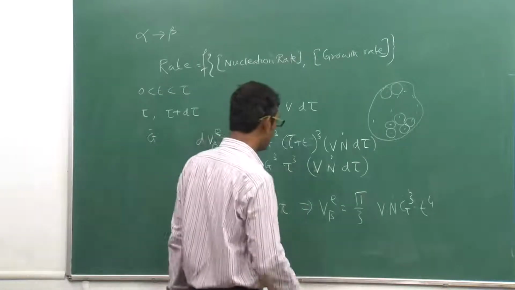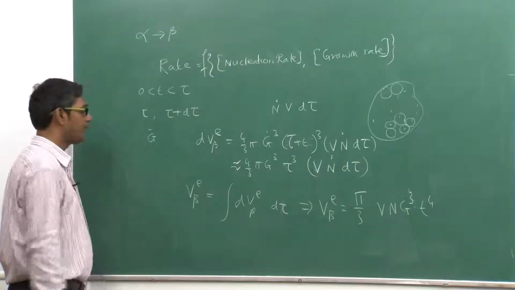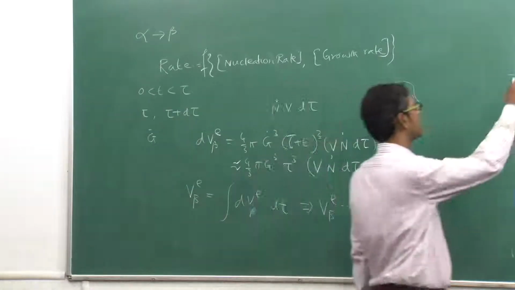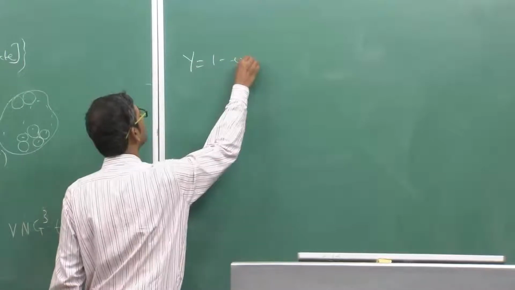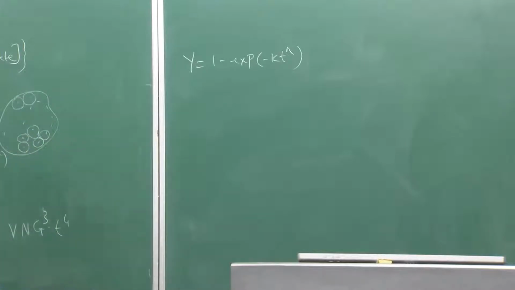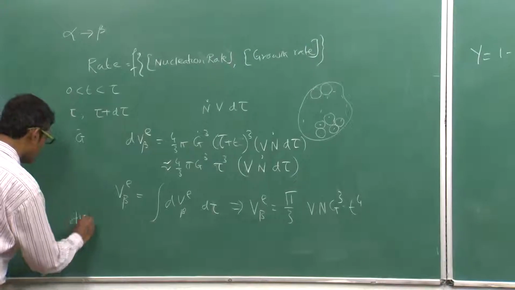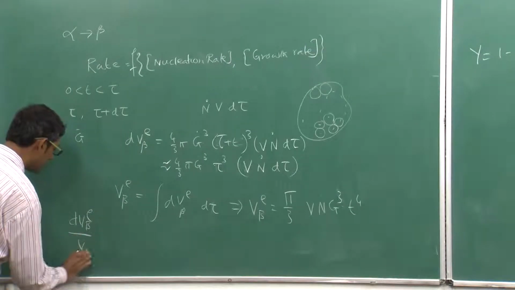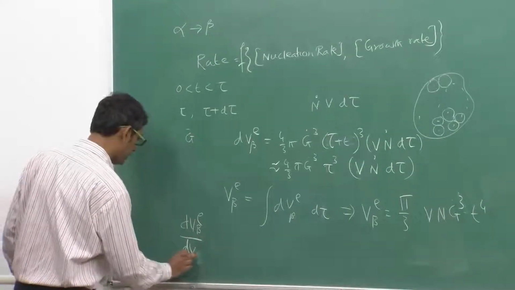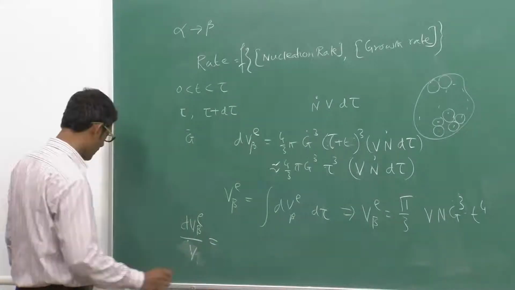So in the expression which you have seen, how will I do that? Normally this is the total transformed region, and we have to consider the fraction transformed. Y was 1 minus exponential of minus k t to the power n, right? That's Y, the fraction transformed, and this is the total volume of V created. So for the fraction transformed, we can always write dV beta by V, where dV beta is the transformed volume, divided by V.